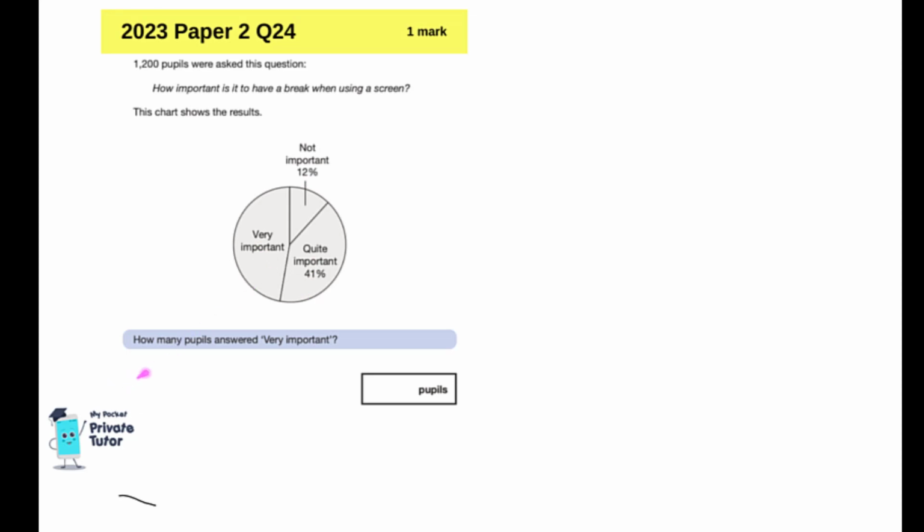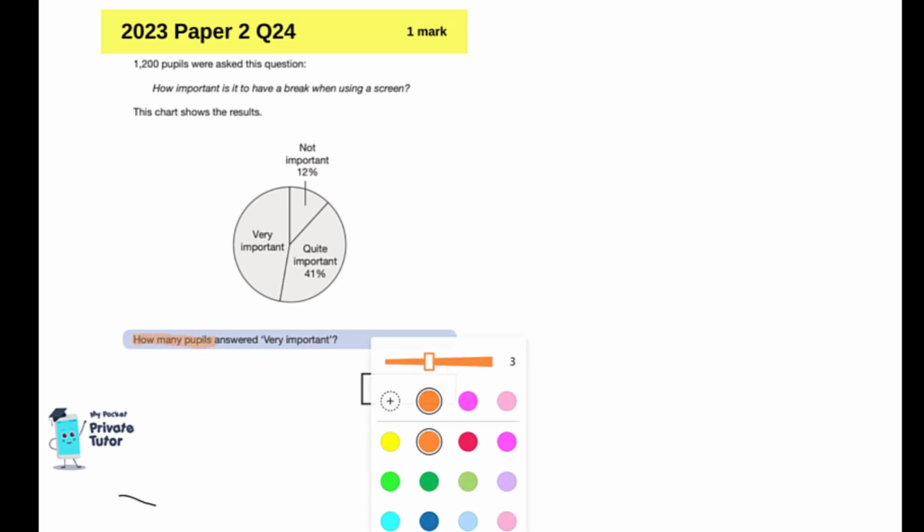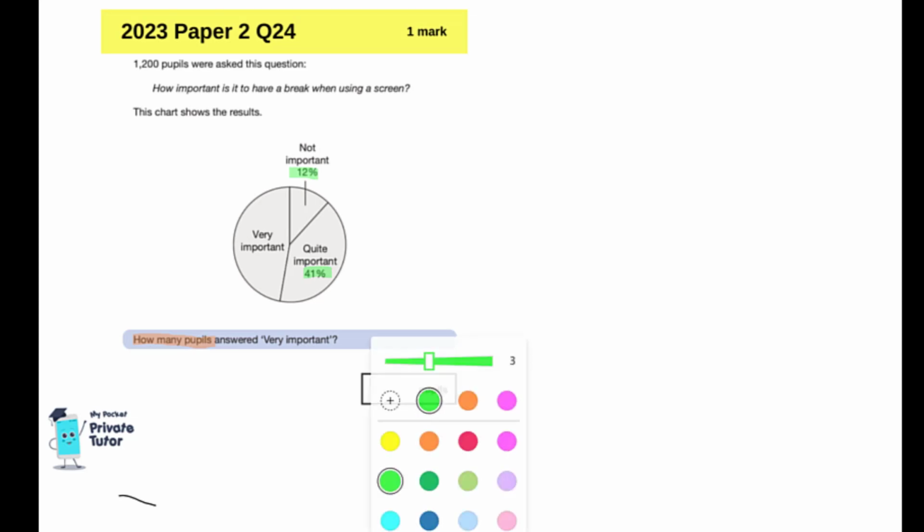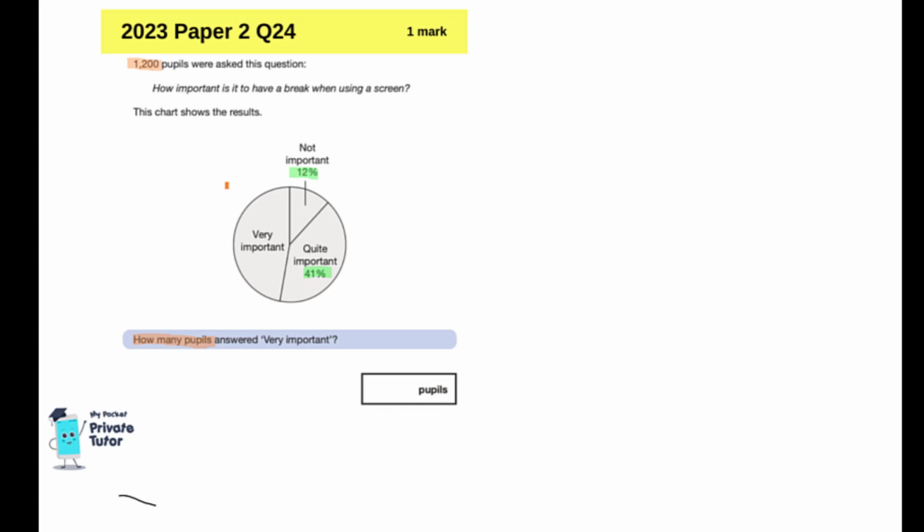And the question is asking us how many pupils answered very important. Important to note as well that it's how many pupils and not the percentage, because on our chart we've got numbers in percentage, which is not the same as how many pupils, okay? When we're thinking about how many pupils, we need to refer back to this information, 1,200.